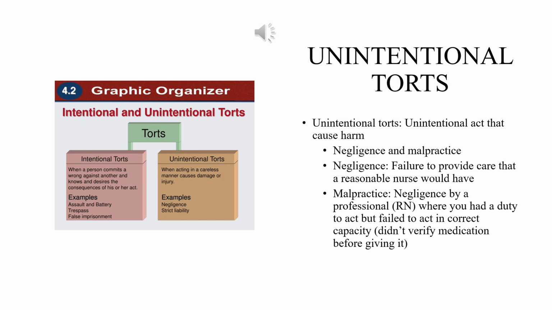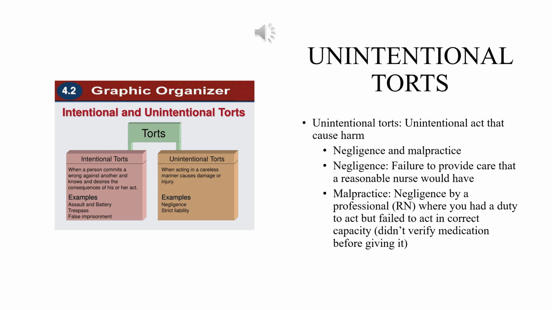Let's talk about unintentional torts. So unintentional, this means that this is an unintentional act that causes harm to a patient. Negligence and malpractice fall under unintentional torts. Negligence means failure to provide care that a reasonable nurse would have provided. So this is maybe giving a patient a pain medication while he's up in a wheelchair, and then he falls out of the wheelchair and injures himself. This is negligence on your part because you didn't ensure the safety of your patient, and a reasonable nurse would not have acted in that manner.